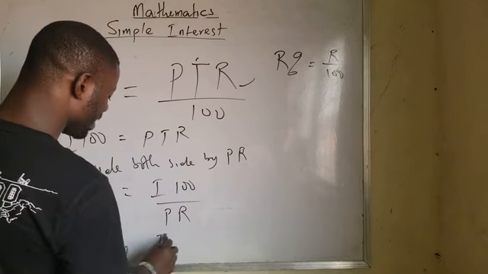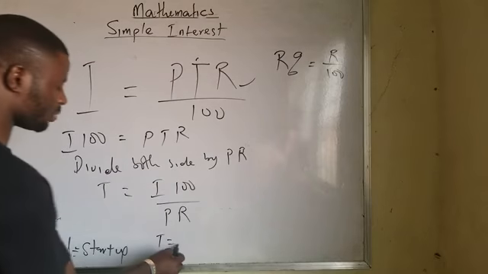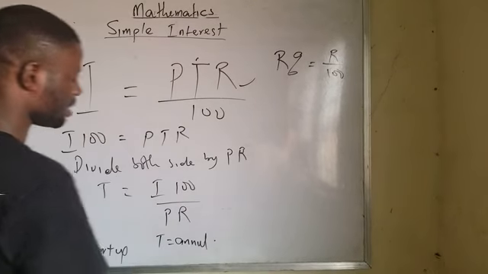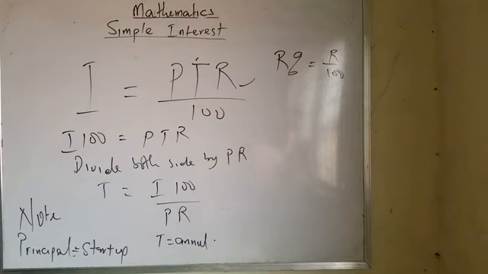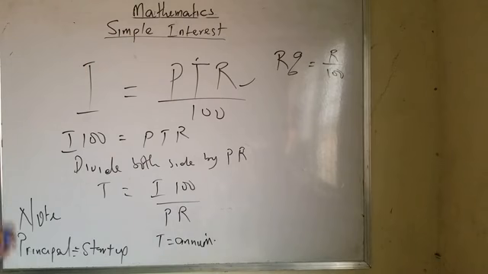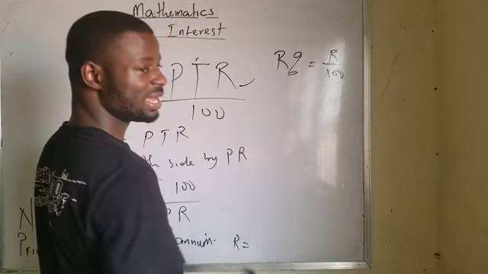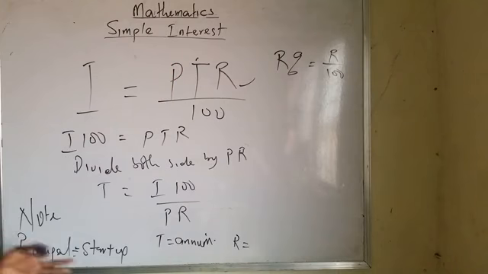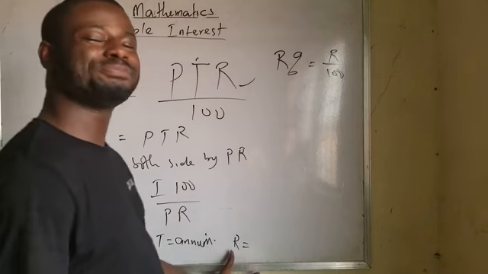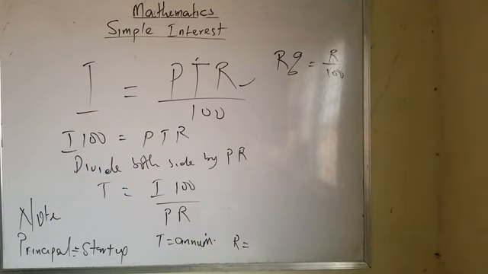Now, time is always in years. We call it per annum. It's always on a yearly basis. Why is rate in percentage? Rate is the rate at which the principal generates interest per year, and it is in percent. That is why we have this 100. Please take note of this explanation.